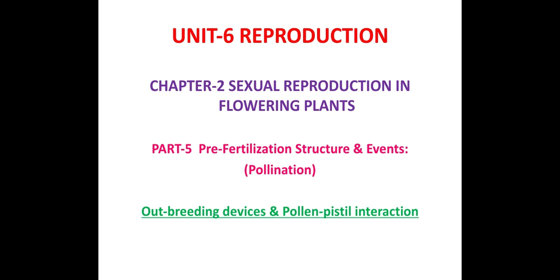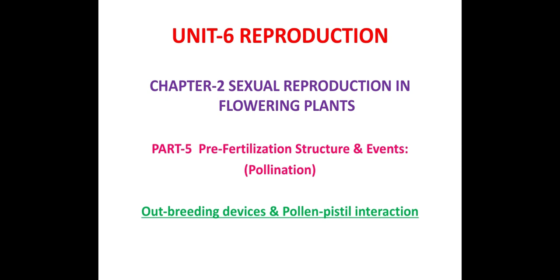Okay, so before starting this, I'll tell you what we have done in the last class and the last video. Last video we studied part 4, that is the pre-fertilization structure and events. Under that we started with pollination. In pollination we studied the types of pollination and the agents of pollination, under chapter 2, sexual reproduction in flowering plants, and unit 6, reproduction, which is the first unit of the second PUC syllabus.